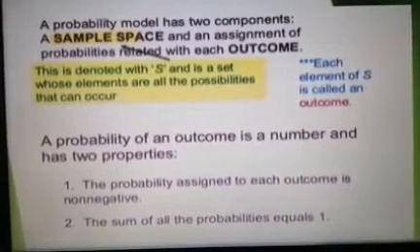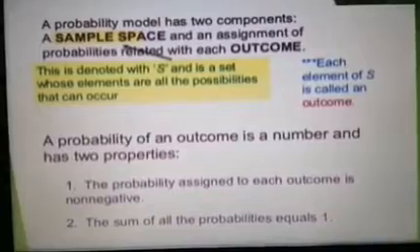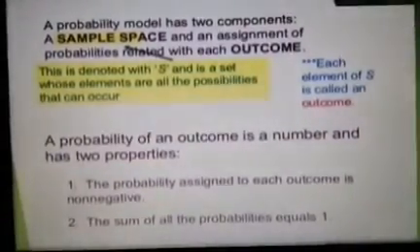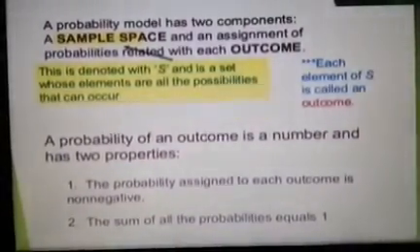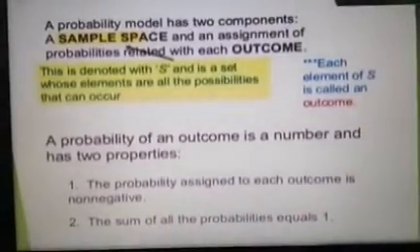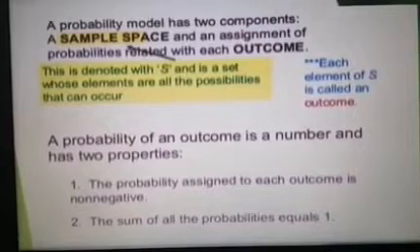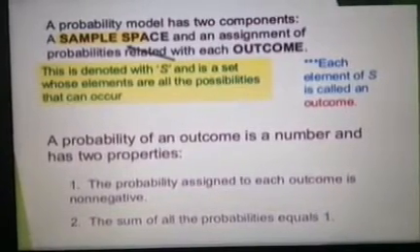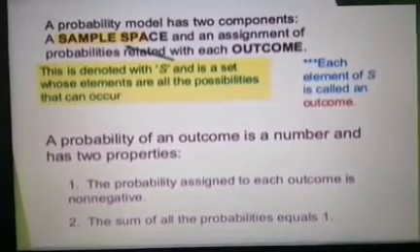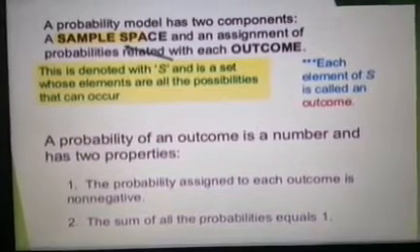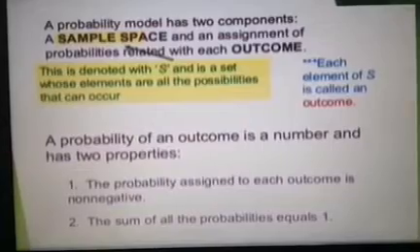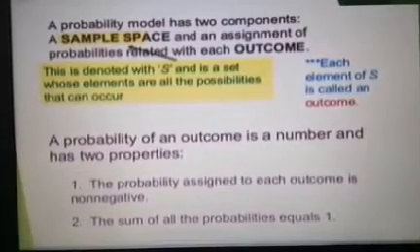So the probability of an outcome is a number and has two properties. What are the properties? The first one is that the probability assigned to each outcome is non-negative. Always remember, in probability you will not get anything negative, and the sum of all the probabilities should always be equal to 1. You will understand that this is just the theoretical part of it. When I take the example, you will understand it better.